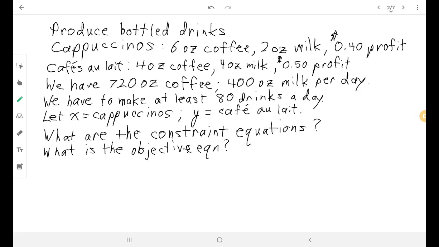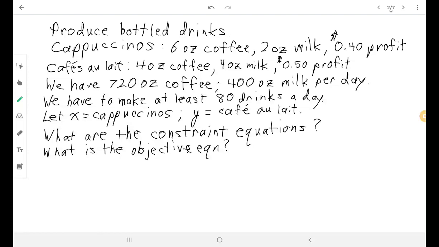Let's talk about a typical type of problem. Let's say we're producing bottled coffee drinks, something that's going to go up in the grocery store for people to buy. And we're going to make two types: cappuccinos and cafe au lait. The cappuccinos require 6 ounces of coffee, 2 ounces of milk, and they give us a 40-cent profit. The cafes au lait need 4 ounces of coffee and 4 ounces of milk, and they give us a 50-cent profit.